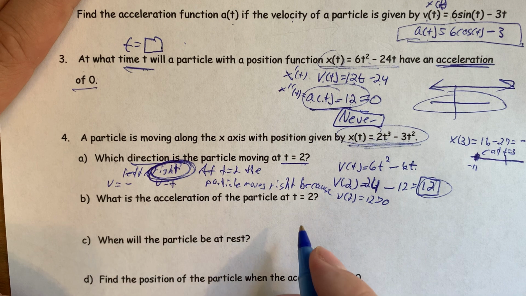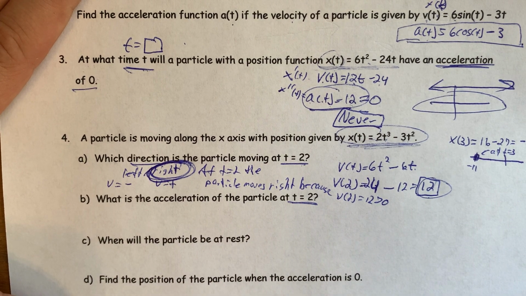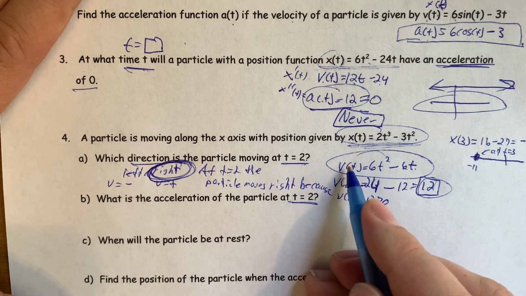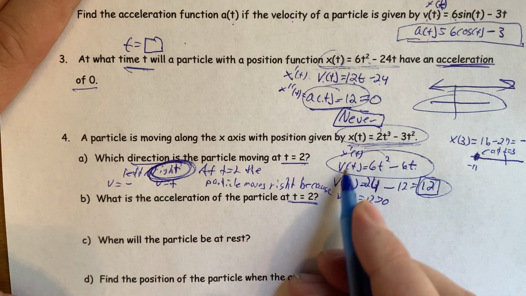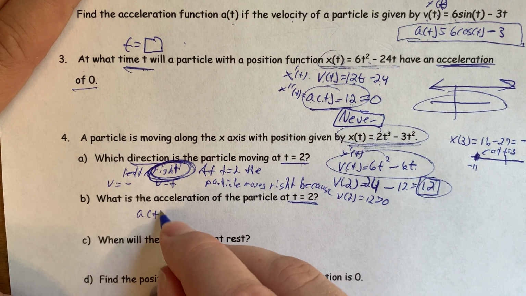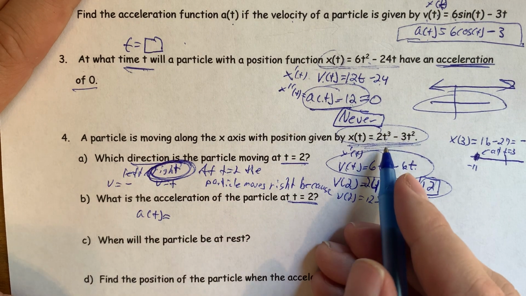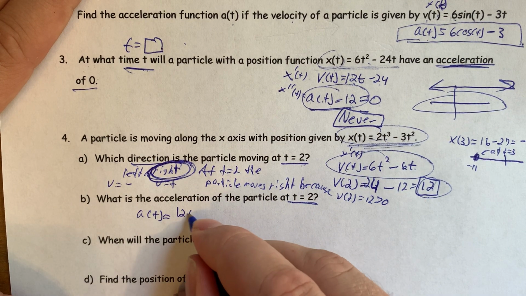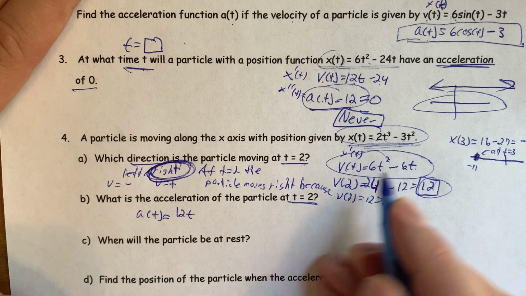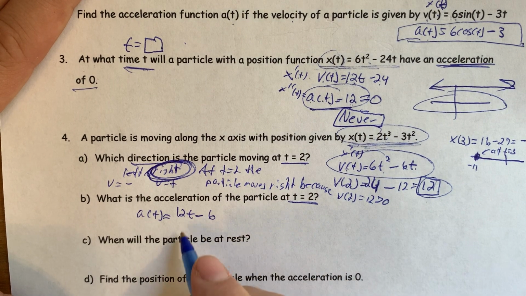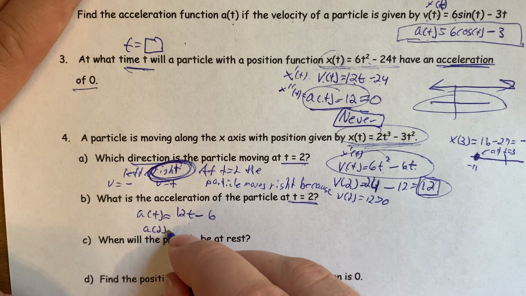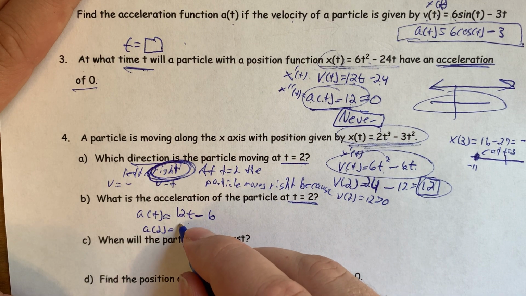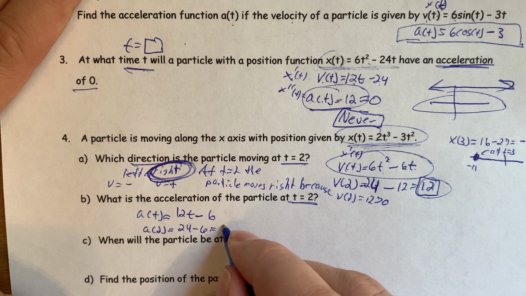What is the acceleration of the particle at t equals 2? So we already found the velocity. That's the first derivative. This is x prime of t. The acceleration means how is the velocity changing? So the acceleration is the derivative of the velocity, which is 12t. I did the power rule. 12t minus 6 at t equals 2. So a of 2, the acceleration when the time is 2, is 24 minus 6, which is 18.